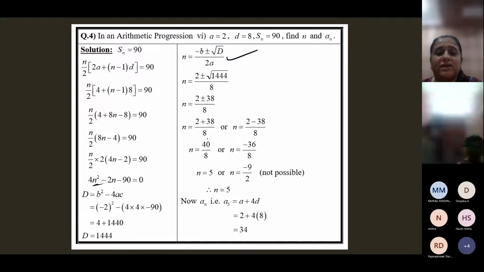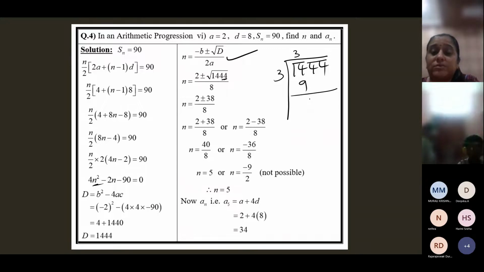2 plus 38 by 8. The square root of this one is 38. You should know how to find the square root by the long division method. 144. So group it. 3 threes are 9. What's the remainder? 5 is the remainder. The next pair comes down.